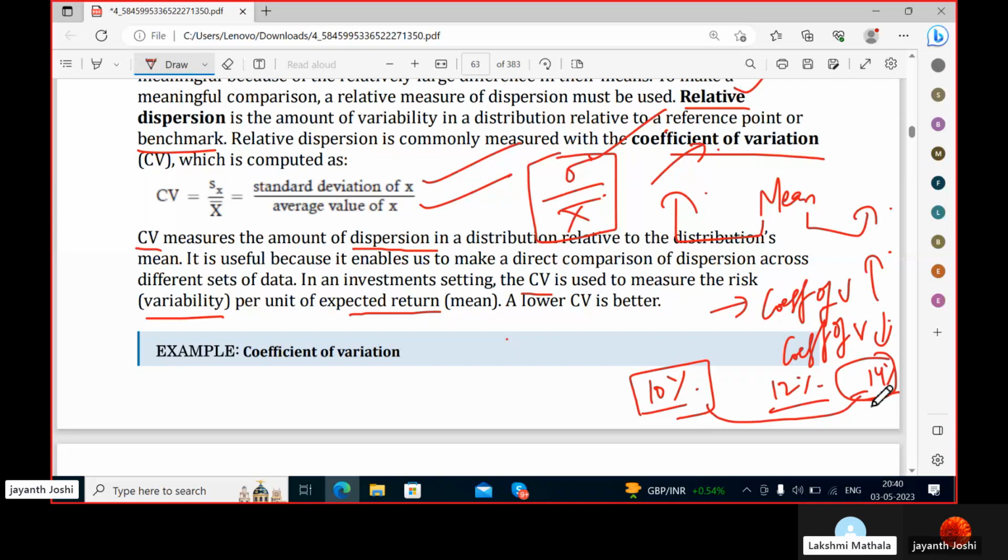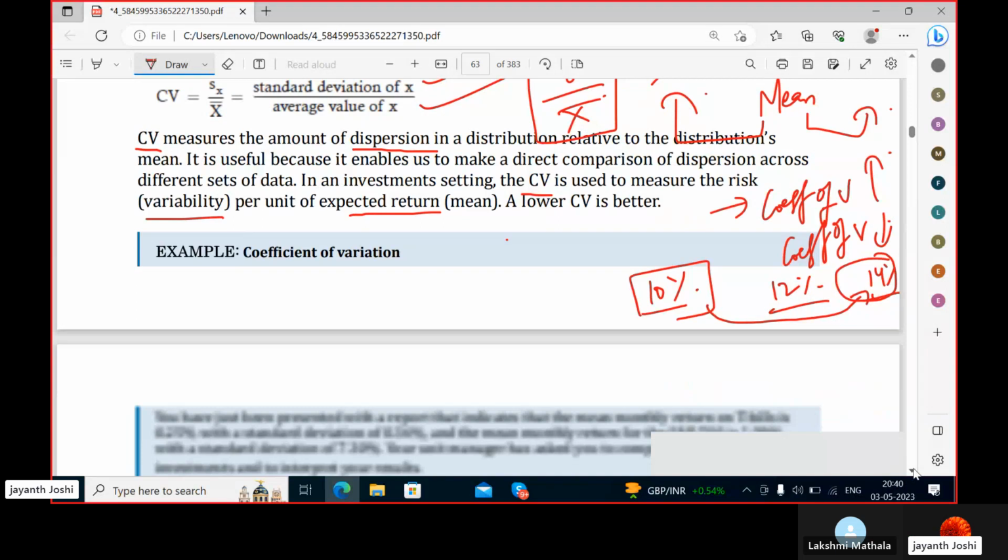Yes, correct. So we will find out the coefficient of variation, check it, and then decide which one is the more risky security, which one has more variability, or which one is more away from the mean. Okay. There's an example here.